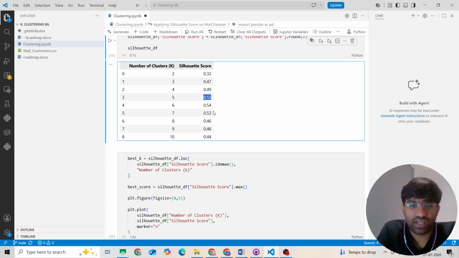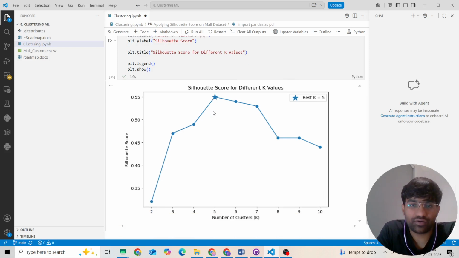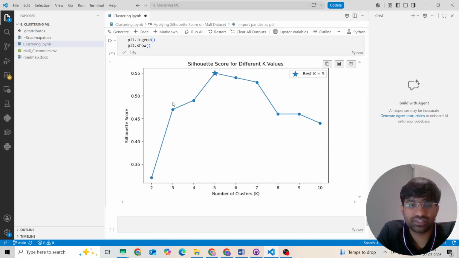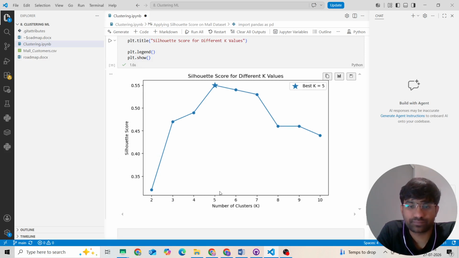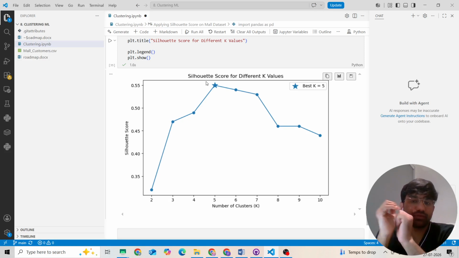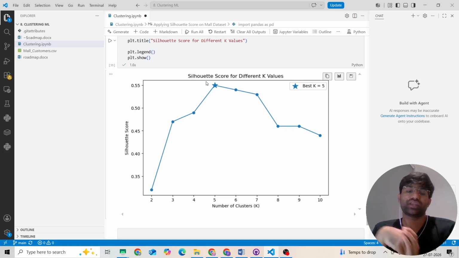I have also visualized this. You see the visualization: the x-axis is the number of clusters k and the y-axis is the Silhouette score. As k increases, the Silhouette score increased, and at 0.55, when k is 5, the Silhouette score is maximum. That is our best k. I have also changed the point marker to a star here. So this is my optimal value of k. In this way, you have to find the optimal value of k and build your k-means model. Thank you all.